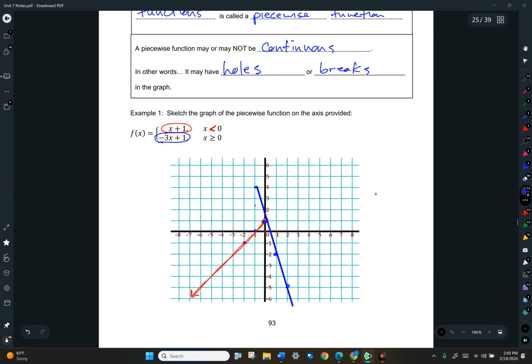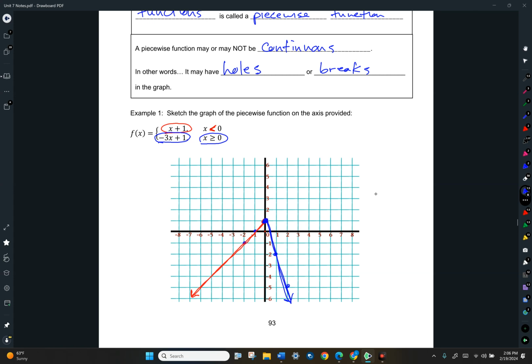But because of this restriction, I only want the part of the line when x is greater than or equal to 0. Well, again, right here on the y-axis is when x equals 0. And if I want the part of the line where x is greater than 0, then that means I want this side. I want this right side of the line. I don't want the left side of the line. So I'm only going to keep that right side.